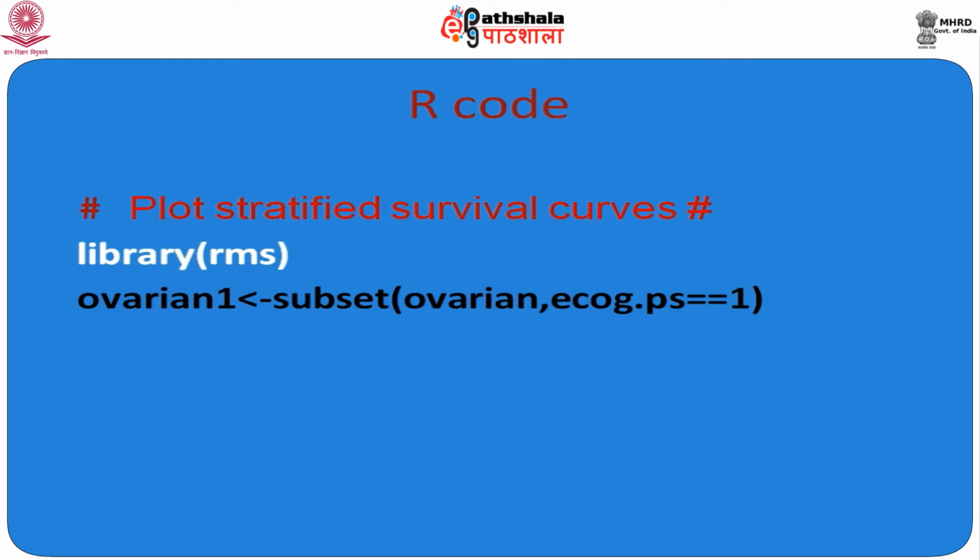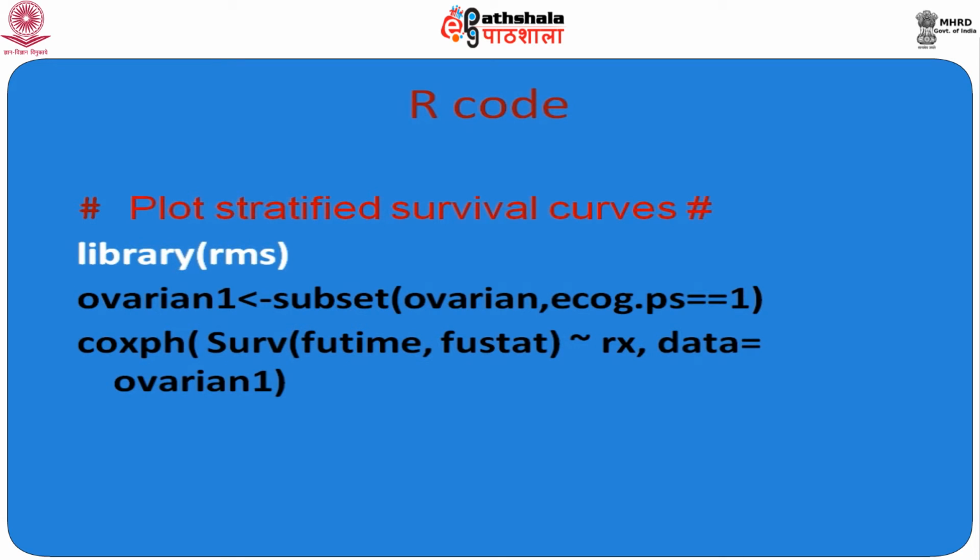Here we have used the subset function to get the ECOG score from the data. Those having an ECOG score of only 1 are taken from the ovarian study, and the new data set is created as ovarian1. Now we have run the Cox proportional hazard function.